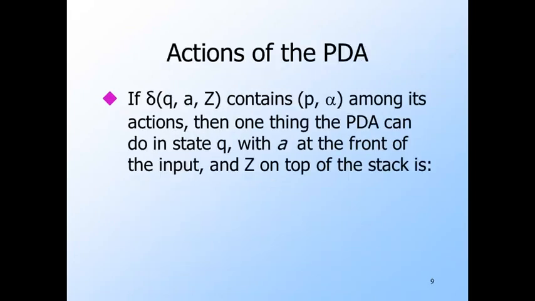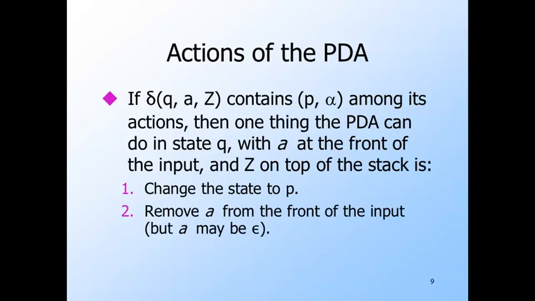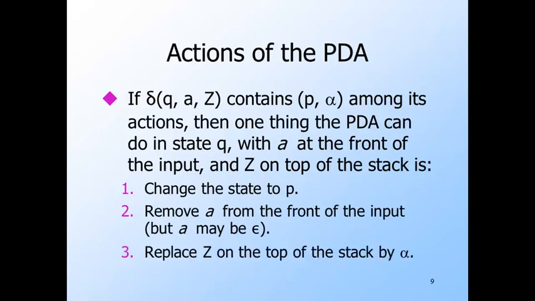To summarize, when delta of Q, A, and Z contains P alpha, then one choice of move for the PDA when it is in state Q, sees A at the front of the remaining input, and has Z on top of the stack is to go to state P, remove A from the front of the input. Of course, if A is epsilon, then the remaining input doesn't change. And replace Z by alpha on top of the stack. Note that although the PDA may have choices, several different P alpha pairs, it has to pick one pair and then do both things associated with that pair. It can't pick a next state from one pair and a stack string from another.